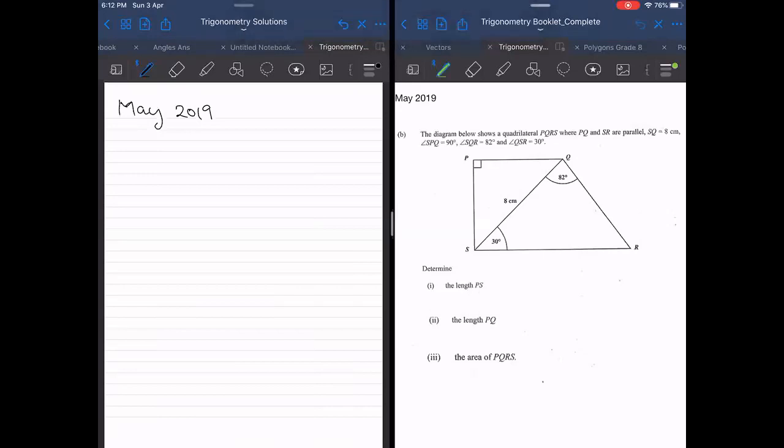All right, so the diagram below is showing the quadrilateral PQRS, and we know that it's a quadrilateral because it has 4 sides, right? So it's PQRS. It says that PQ and SR are parallel to each other. They're telling us that's up here and here. They're telling us that SQ is 8, right?